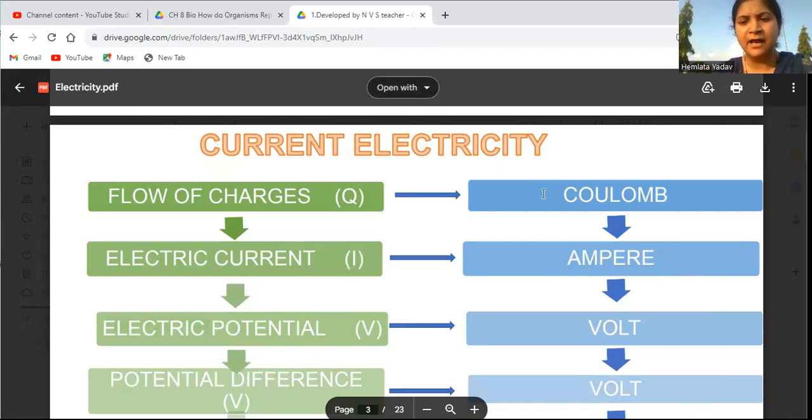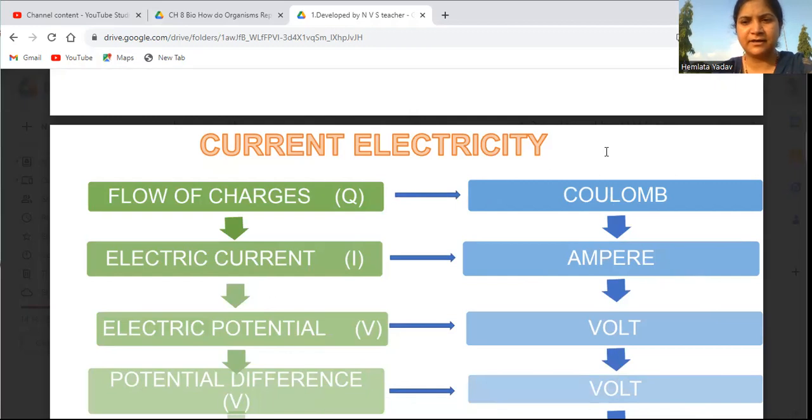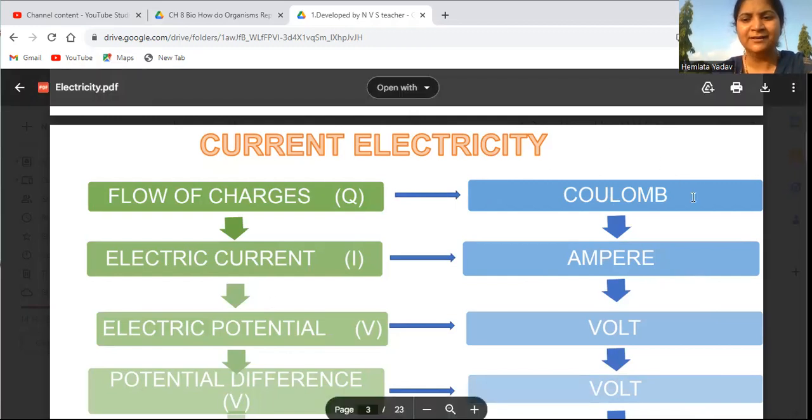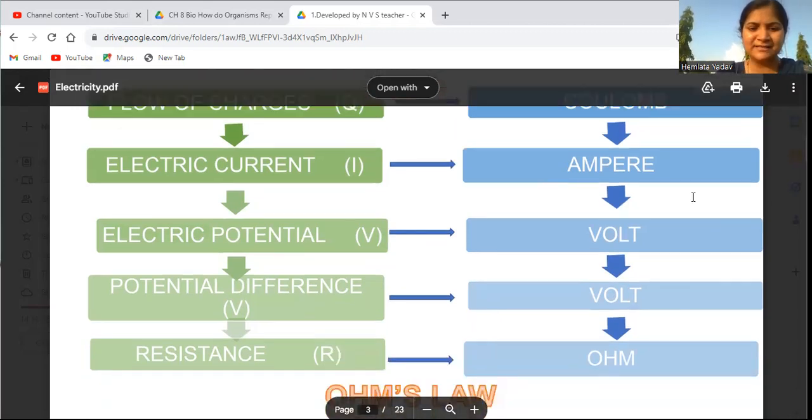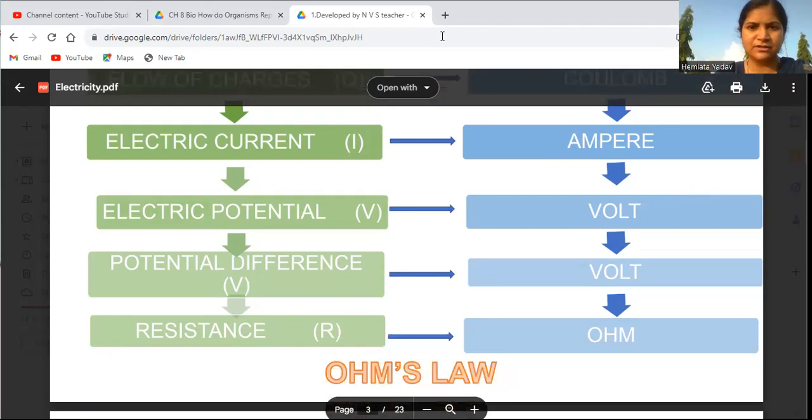Electric current is represented by I and the unit in which it is measured is ampere. Electric potential difference is represented by V and volt is its unit. Potential difference is also represented by V and its unit is also volt. Resistance R and its unit is ohm.